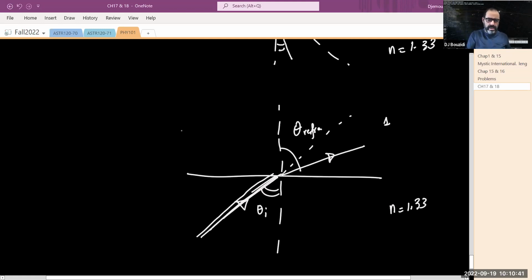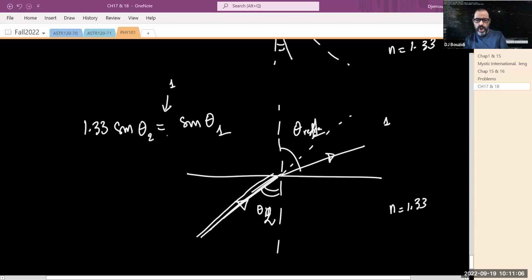Again, it's all governed by the same law that we're talking about. In this case, I'm going to call this one medium 1 and this is medium 2, except medium 2 has an index of refraction higher than the other one. So what I say in this case is 1.33 times sine of theta incident, which is theta 2, is equal to sine of theta of the other medium, because I'm taking the other medium to be 1. Otherwise, I will have to multiply by its index of refraction.